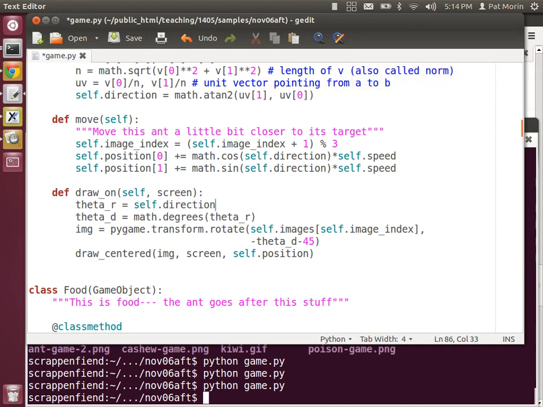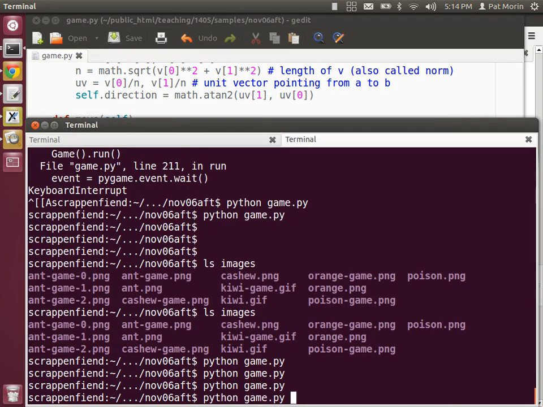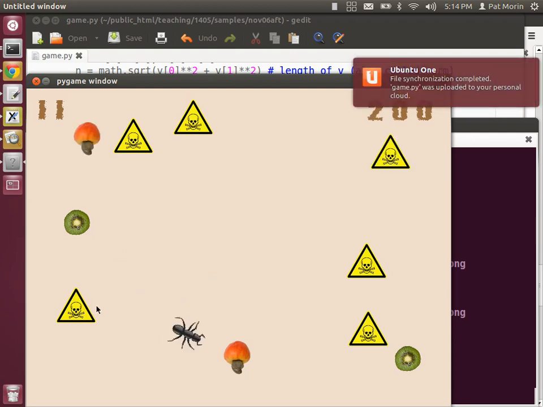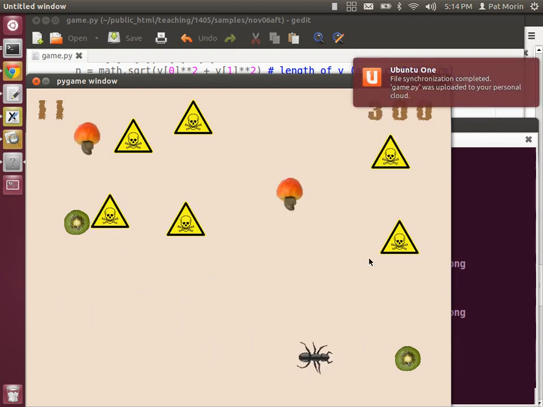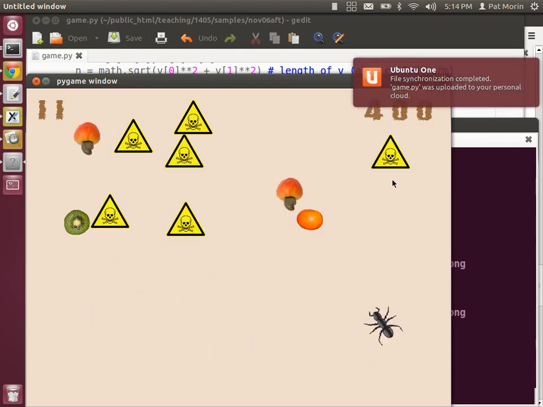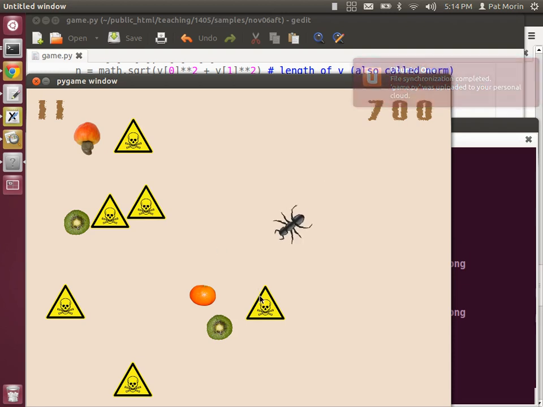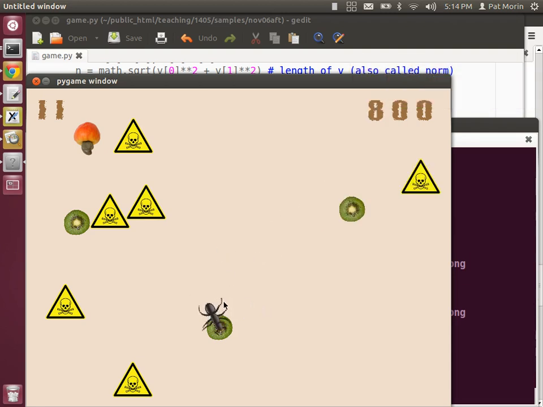And now we don't even need to do this calculation when we draw, because we already have the direction. So we can just say theta r is equal to self.direction. So let's see if we broke anything there. So it works exactly the same as before now.